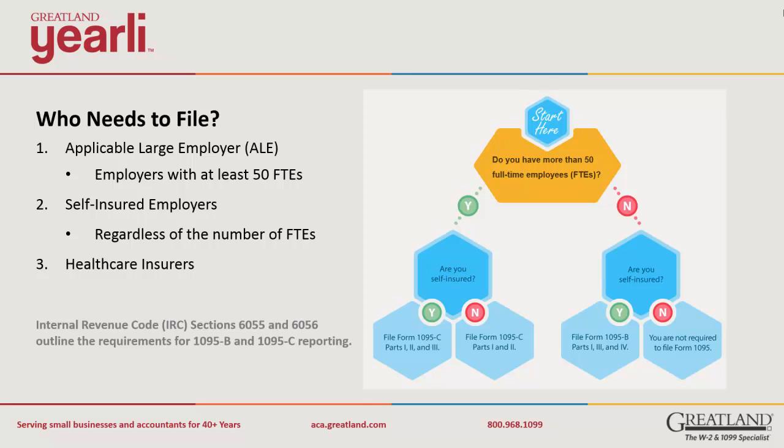If you do not have more than 50 full-time equivalent employees, but you are self-insured, you need to file Form 1095B, Parts 1, 3, and 4.